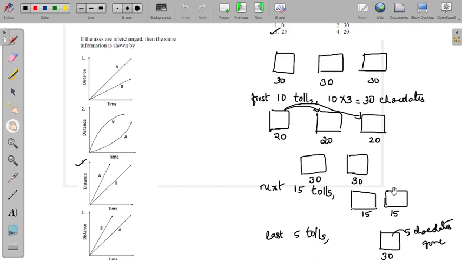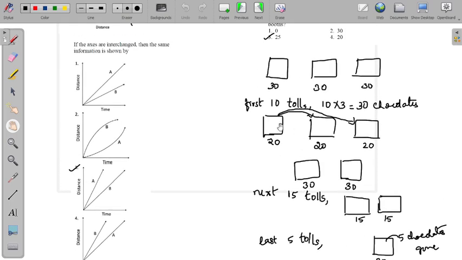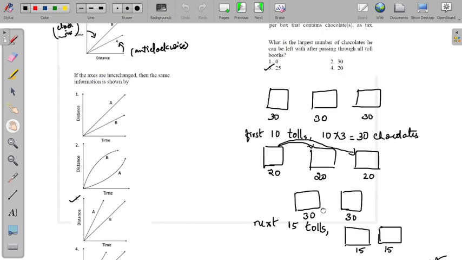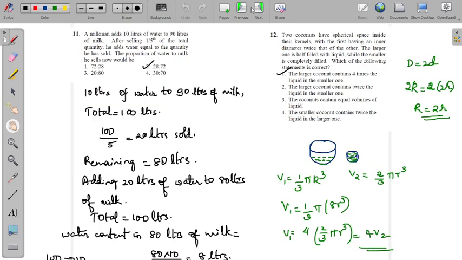So these 15 chocolates will be poured into this box to make a total of 30 chocolates. Therefore, 5 toll booths means 5 chocolates will go. The maximum number of chocolates remaining in the box, the largest possible number, is 25. When you go with some other order, like 10 toll booths, 10 toll booths, that also gives you a few chocolates, but that is not the largest possible number of chocolates. This is the only case where you will get the largest possible number. So you have to understand the question properly first.